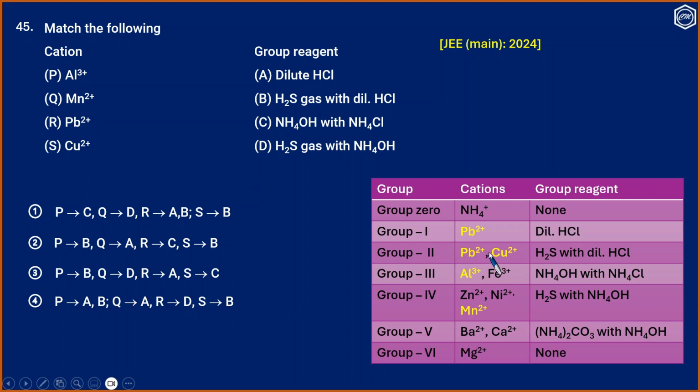Copper comes under group 2, and for copper it is H2S with dilute HCl. So copper corresponds to B. So therefore P to C, Q to D, R to A as well as B, and S to B. So the correct option is option 1.